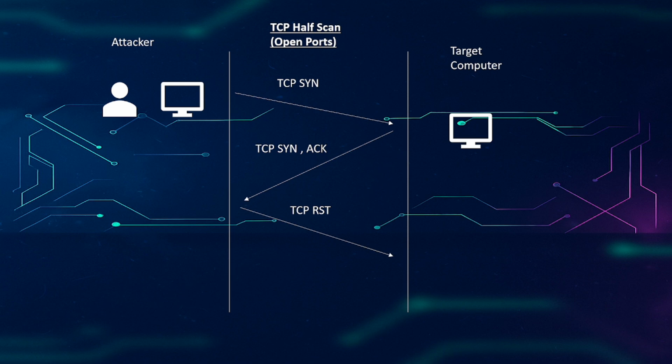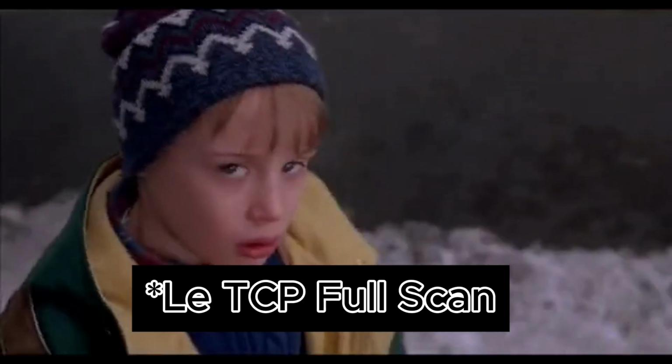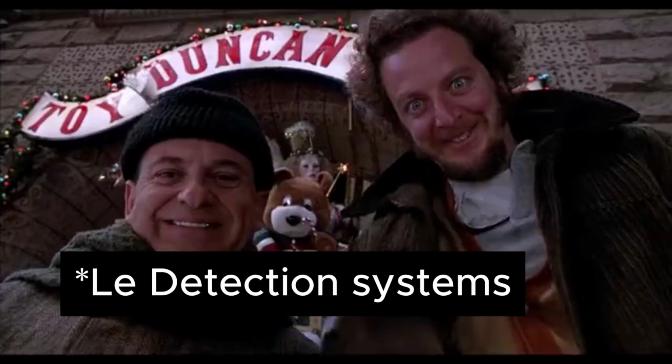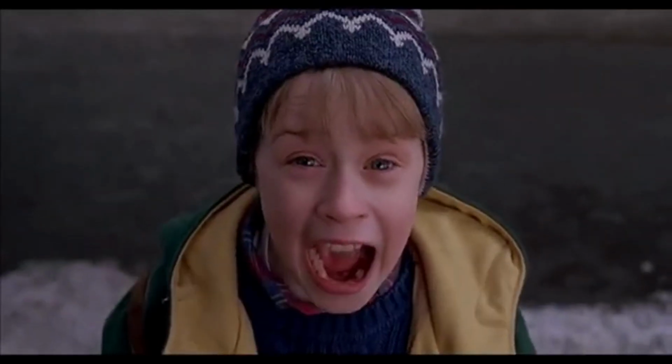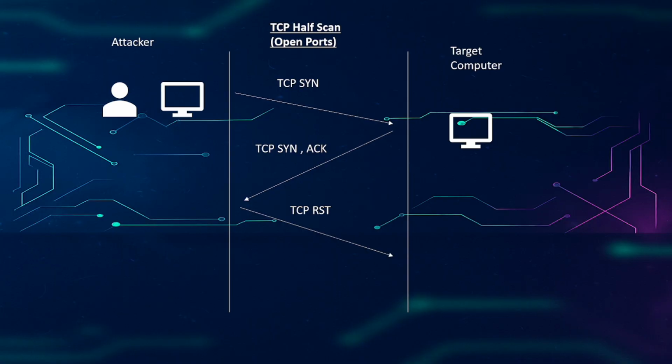So if I compare a TCP full scan and a TCP half scan, a TCP full scan is much noisier. By noisier, what I mean is that it can be easily detected by web firewalls or network firewalls that a scan is happening, and it will be detected as malicious traffic.